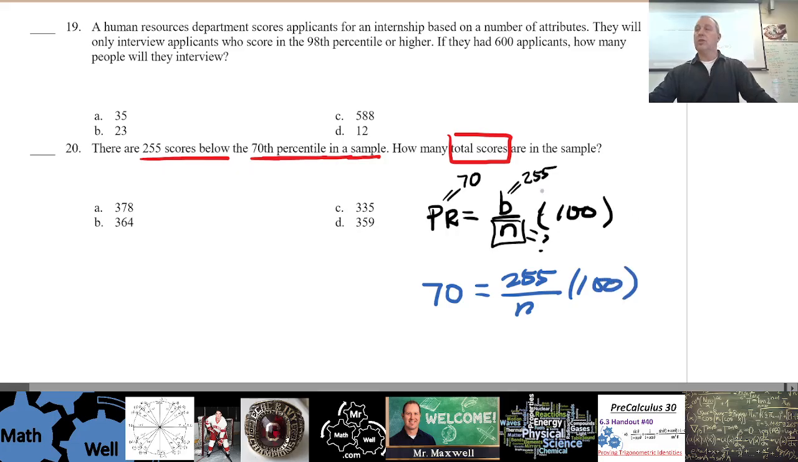So there's different ways you could solve this. You could actually do 255 times 100 first if you want. Or you could divide everything by 100 first, both sides. I don't know which one you like better. I'm gonna do the multiplication one. So 70 equals 25500. That's what 255 times 100 is.